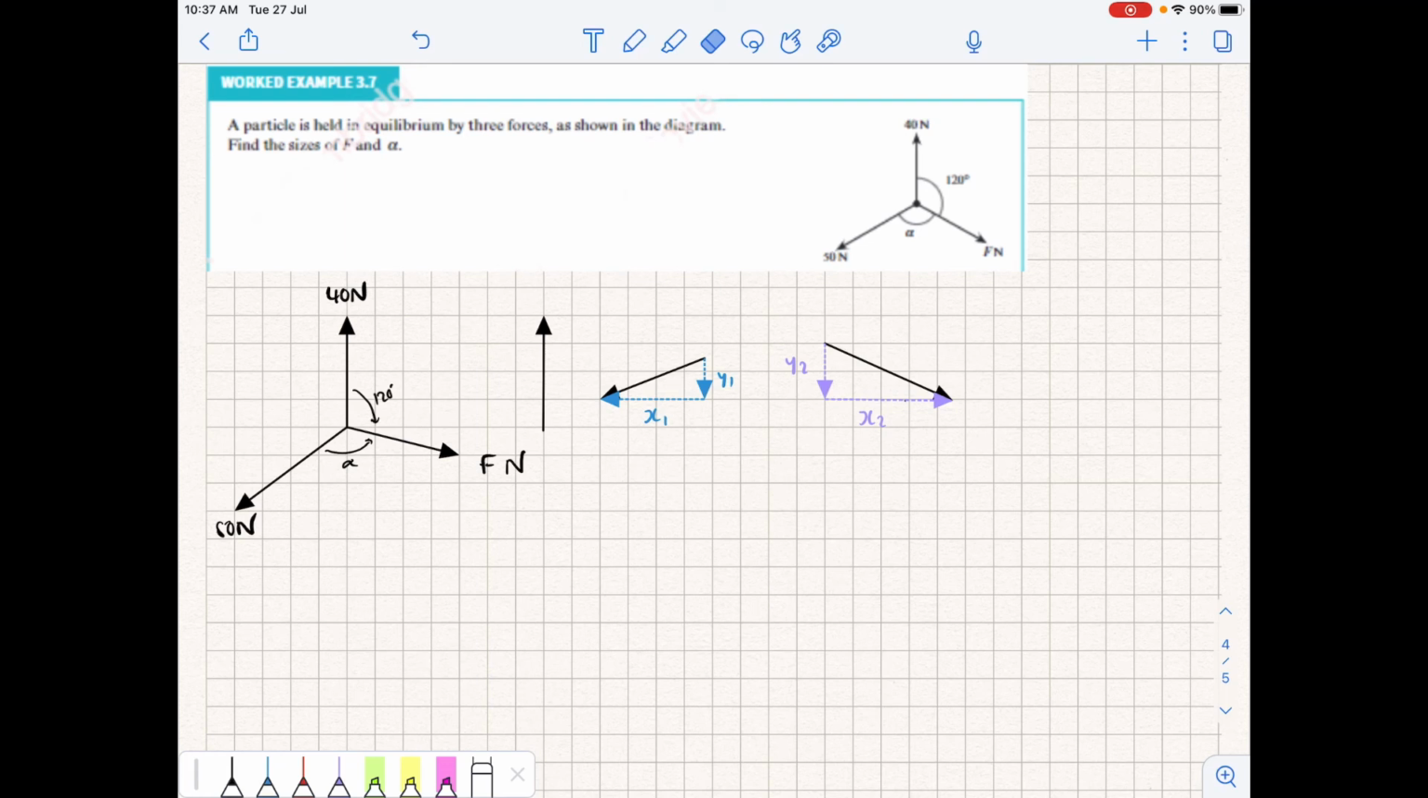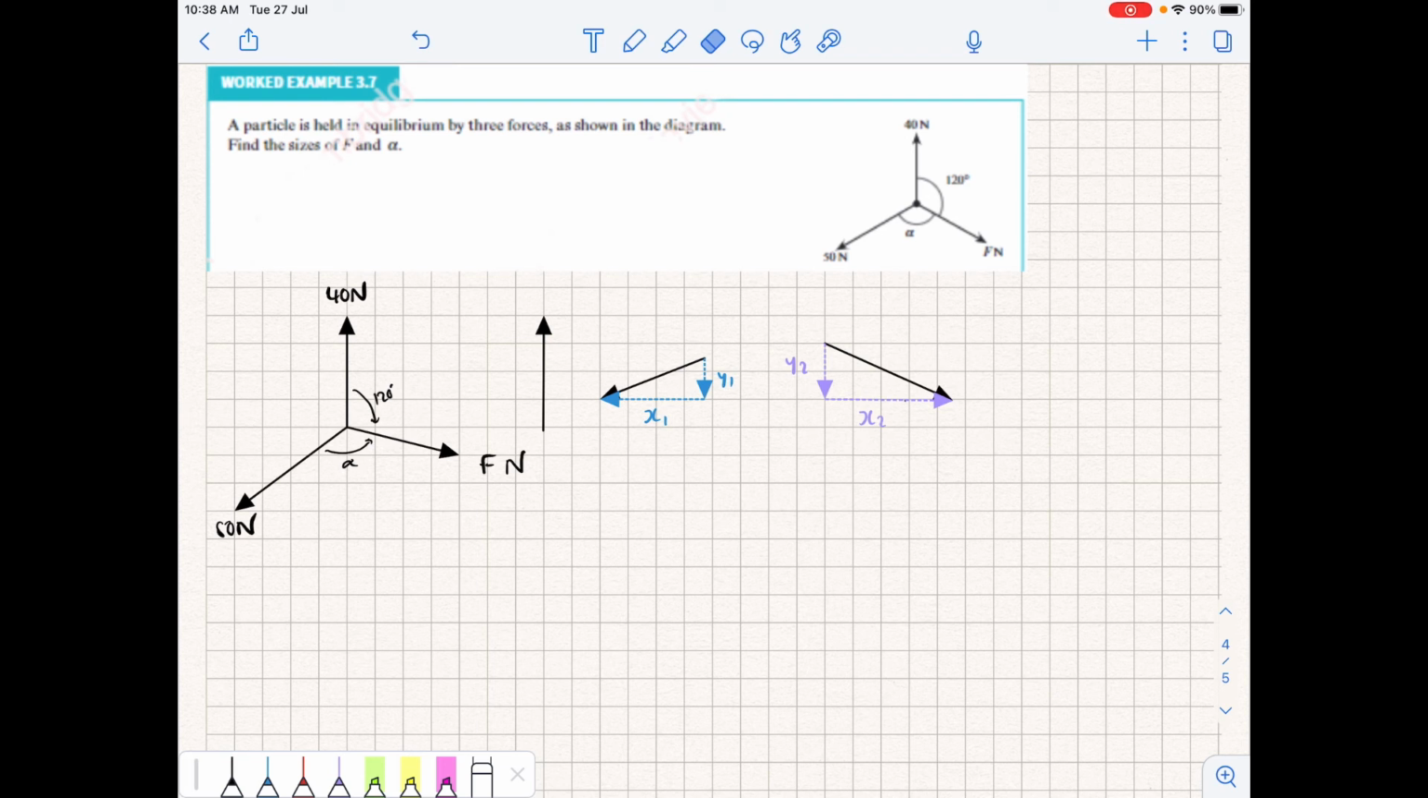In this example, I'm going to use the question given, and I'm going to show both methods of working out the force and the angle alpha. In the first method, we're going to solve the way that we've been taught and learned so far, and that's by resolving forces. Okay, so we will choose our line of action and we will split up the forces into their different components and resolve vertically and horizontally.